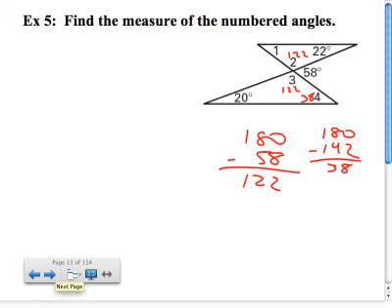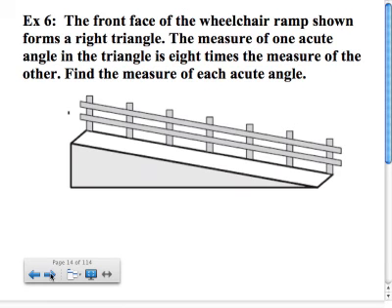I'm going to do the same thing up top. 122 and 22 makes 144. 180 minus 144 is 36. Okay, and so there's all your angle measures. Again, just using the linear pair postulate and then using the triangle sum theorem. Okay, all within the same problem.